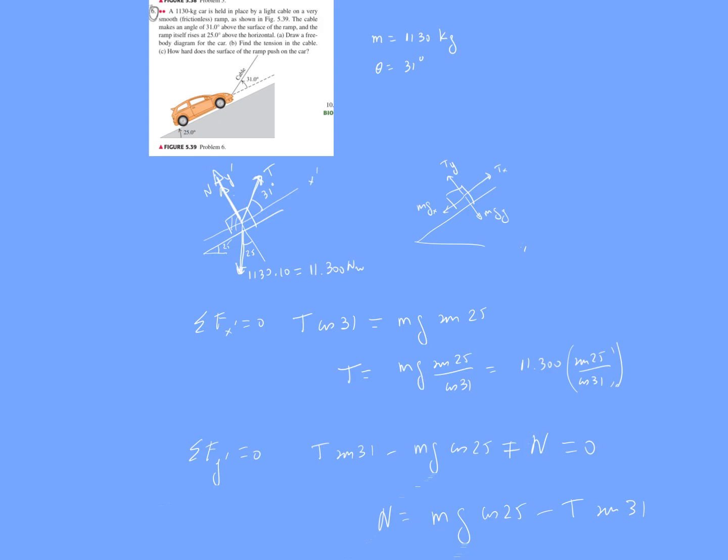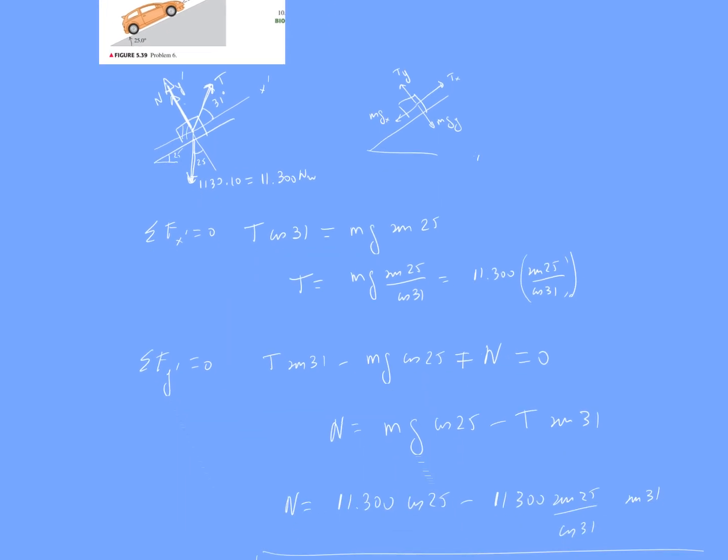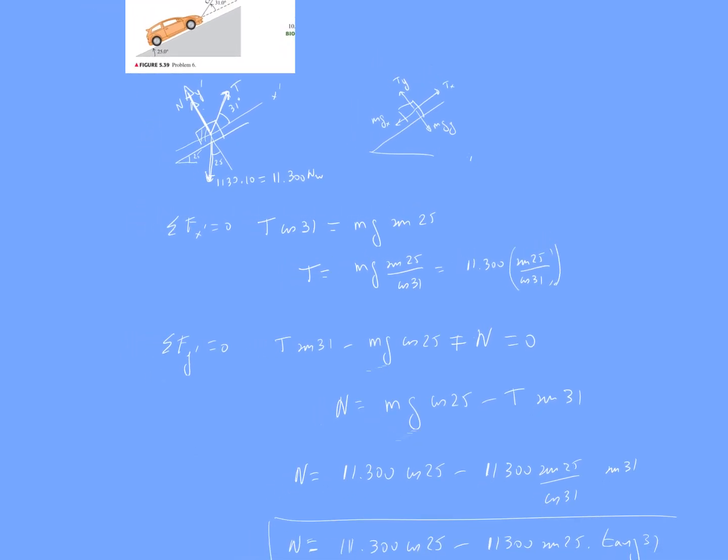So the T will be mg sine of 25 divided by cosine of 31. Because we know mg, we already know the tension. mg is 11,300, and this you need to calculate, please. You calculate it, and you know the tension. Now let's go to the sum of all the forces in the y direction. In the y prime direction, there is no acceleration, meaning that the body is not changing its velocity in this direction.